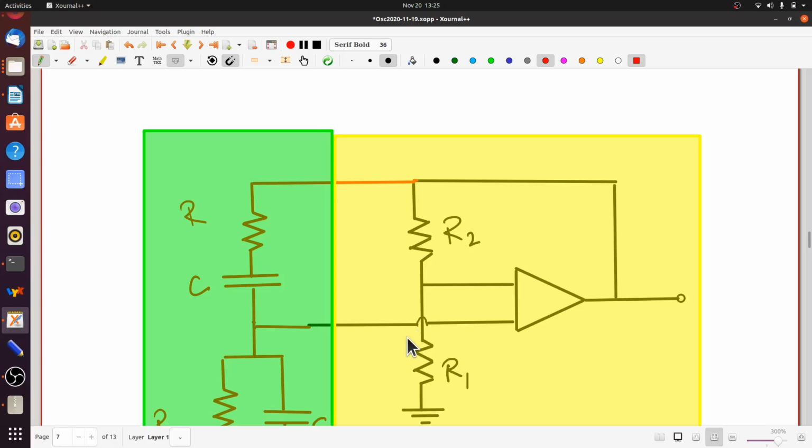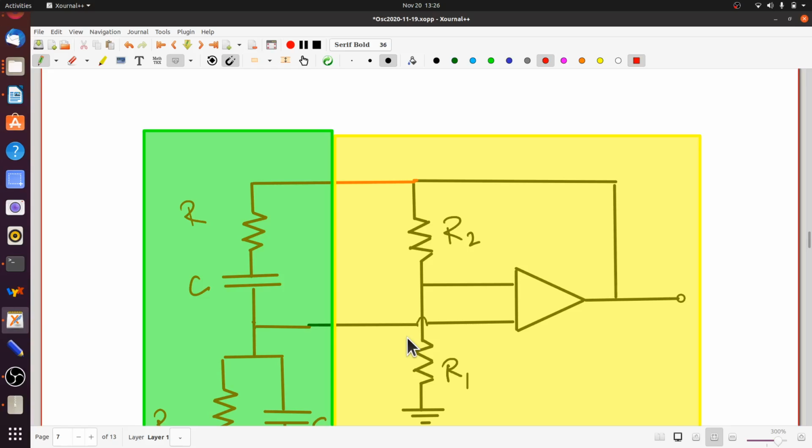However, as we pointed out before, there's a catch. If R2 by R1 were exactly equal to 2, then this circuit will sustain the oscillations, but those oscillations will be very, very tiny. So what you need to begin with is R2 by R1 should be more than 2. And you want to ensure that once the output becomes big enough, somehow R2 by R1 falls to below 2.